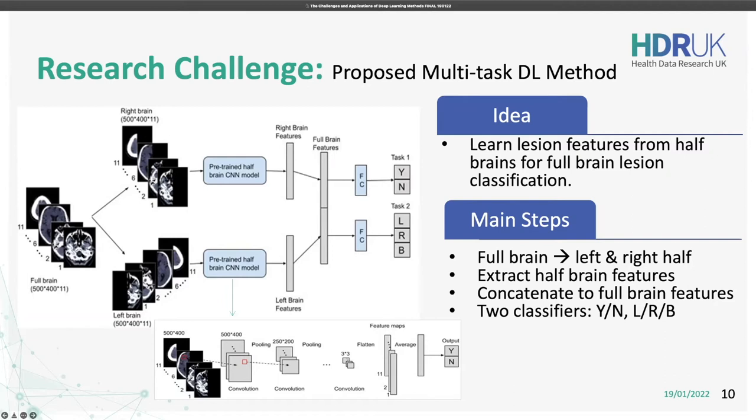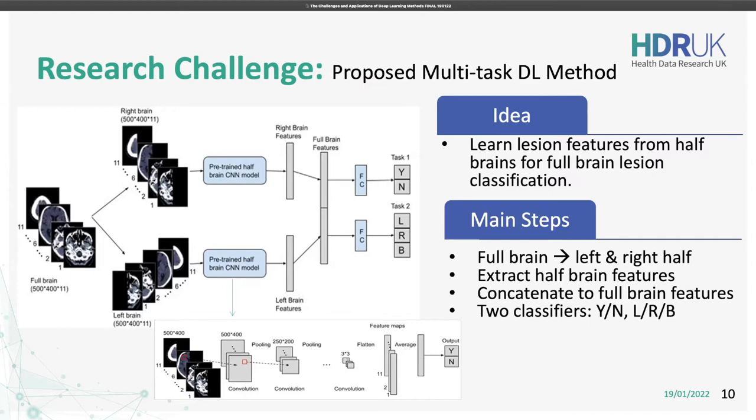So the main idea of our algorithm is to learn the lesion features from half-brain lesions, and then use these half-brain features for full-brain lesion classification. In the framework, we take the full brain as input and split it into the left and right brain, then pass them into a pre-trained half-brain lesion feature extractor network, which I will talk about in detail on the next slide. Then we get the right and left brain features, and concatenate them for two classifiers. One classifier classifies whether this scan has a lesion or not. If it does, the other decides which side the lesion is on: the left side, the right side, or both sides of the brain.